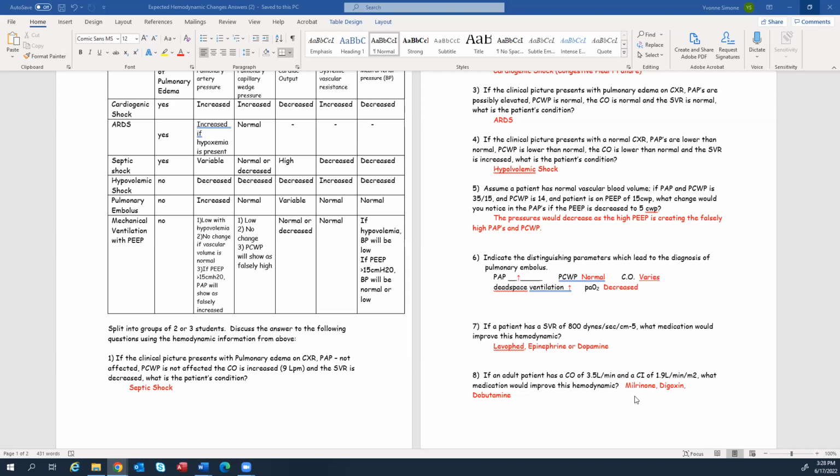And the answer is milrinone, which causes the heart to contract more strongly. Same thing with digoxin, and the same thing with dobutamine. So they increase contractility, so they're called inotropic agents because they increase contractility.